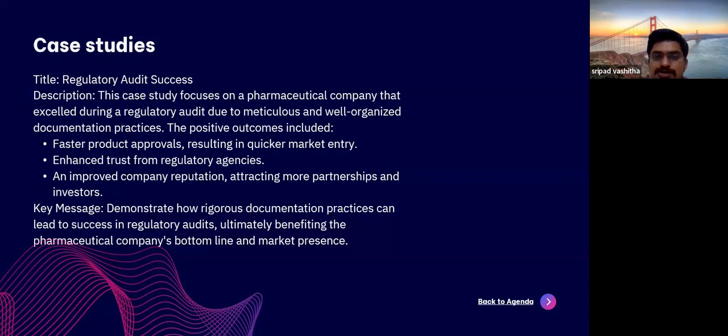What does that demonstrate? It demonstrates high regard for documentation practices. It also sets the bar, saying that if you follow the right documentation practices, then your regulatory audits are going to be fairly successful. Ultimately, it is going to benefit the company's bottom line, and its market presence is going to increase.